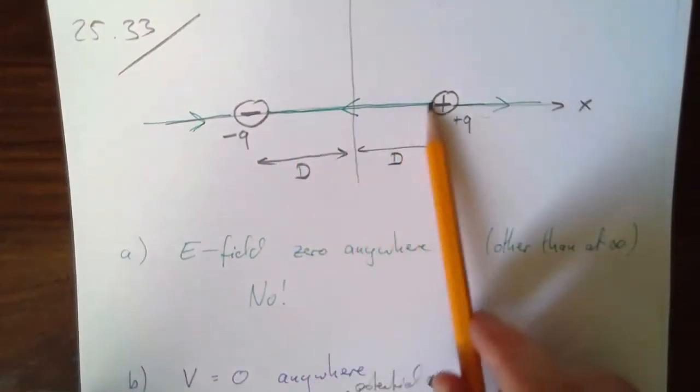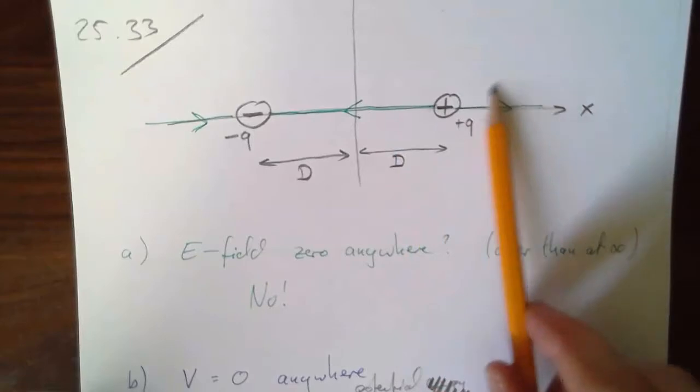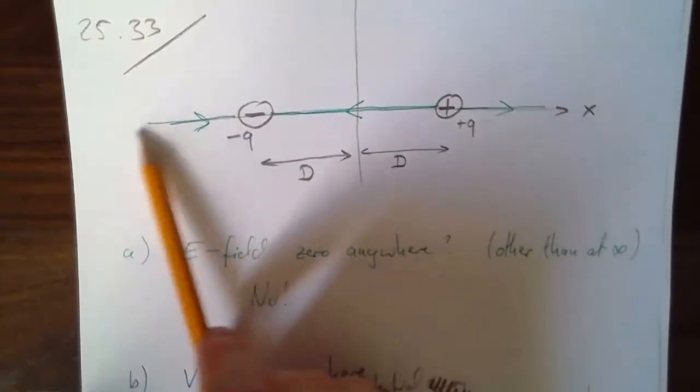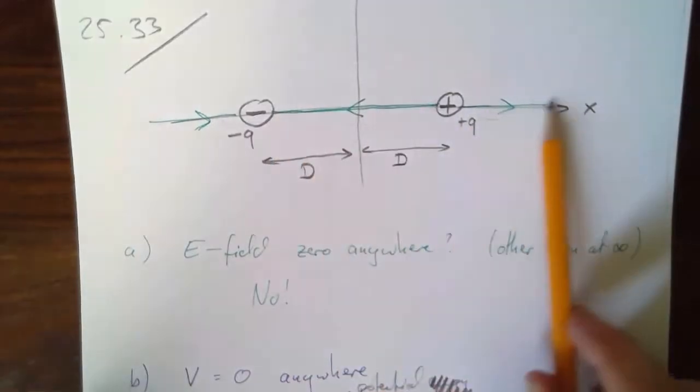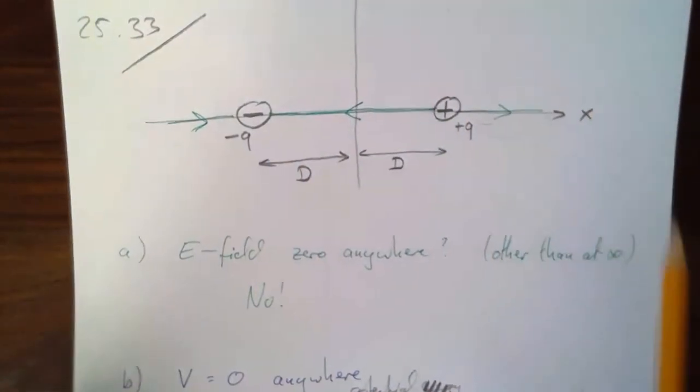So in between it's going to be negative. Over here it's positive. Over here it's positive, right? Electric field to the right, in the positive x direction. Electric field to the left, negative x direction. Electric field to the right, in the positive x direction.